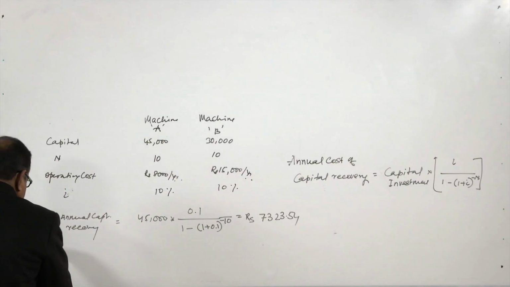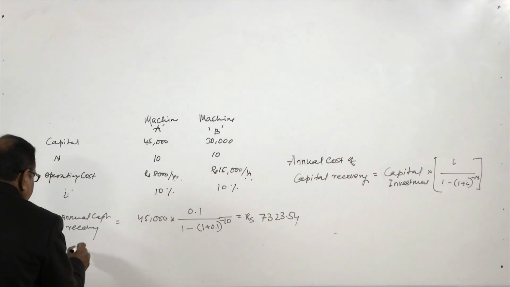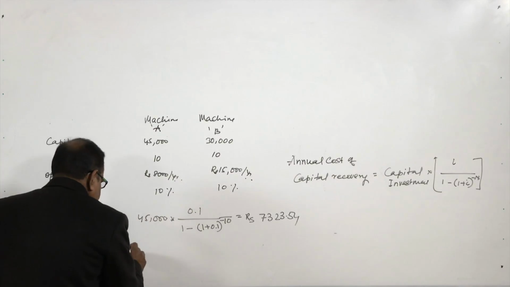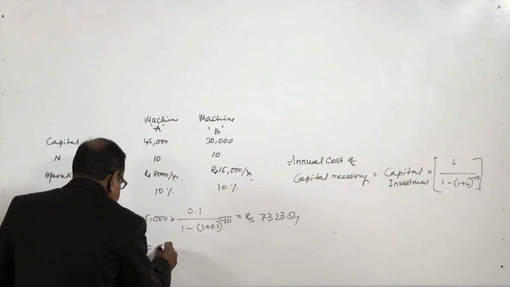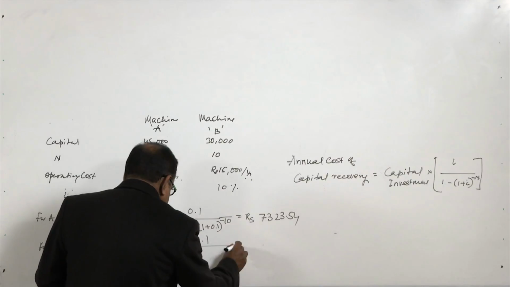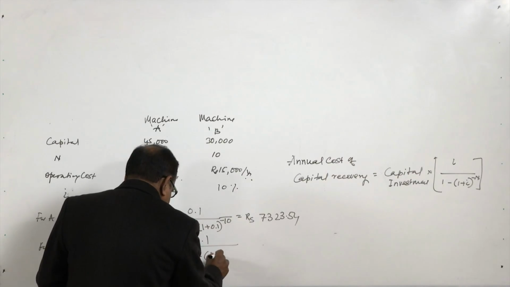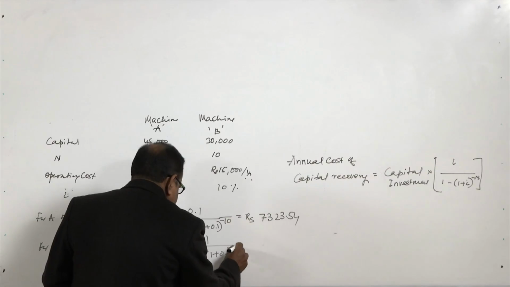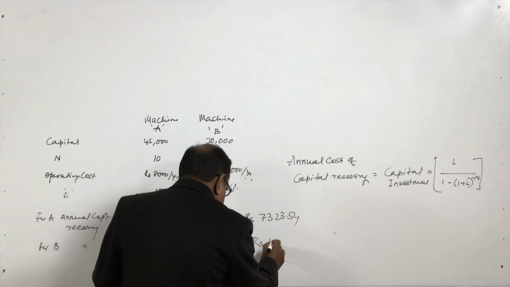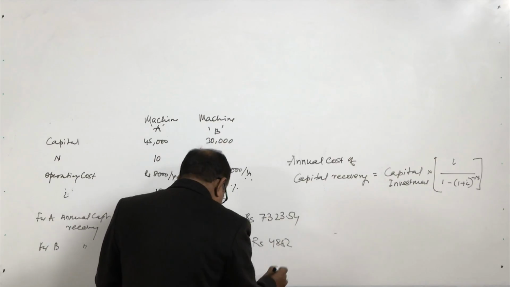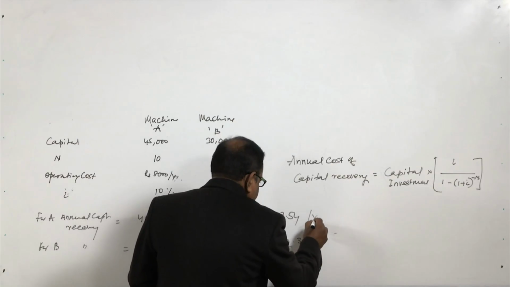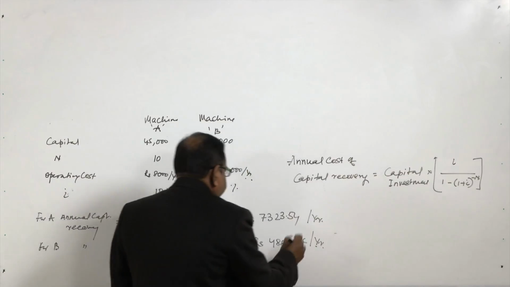Similarly, for B, if I calculate the annual capital recovery factor, then this is 30,000 into 0.1 divided by 1 minus 1 plus 0.1 to the power minus 10, which is equal to rupees 4882.36, and this is per year.